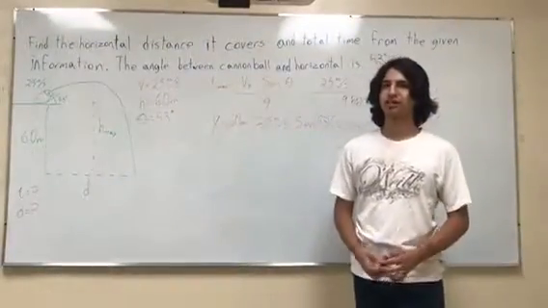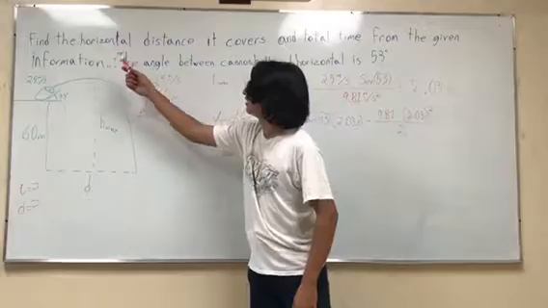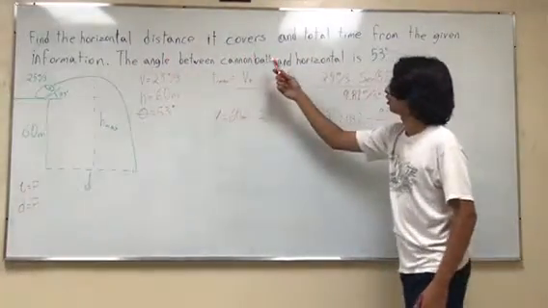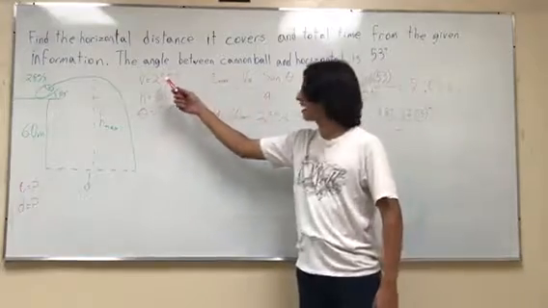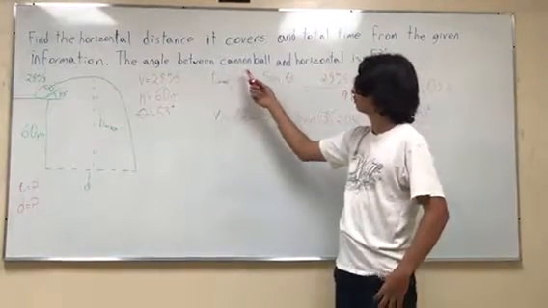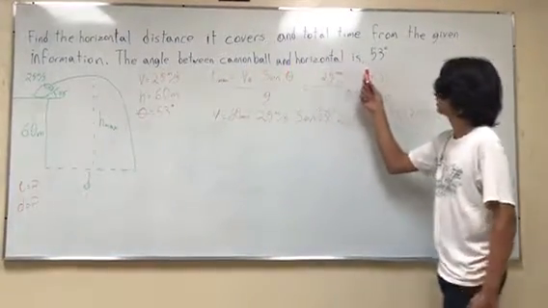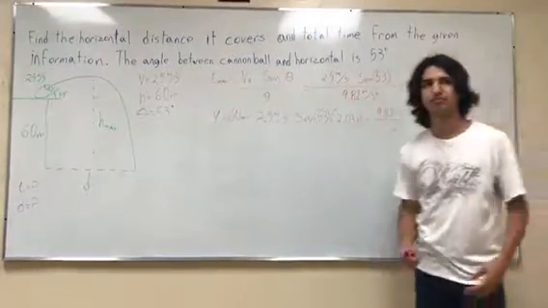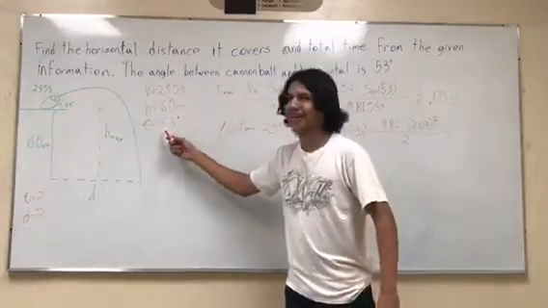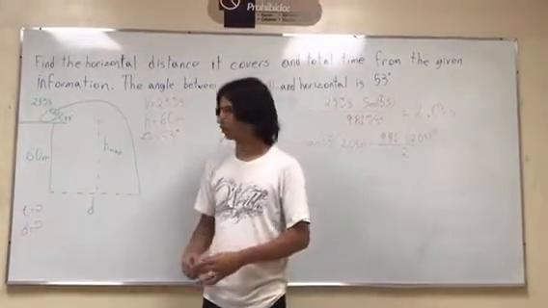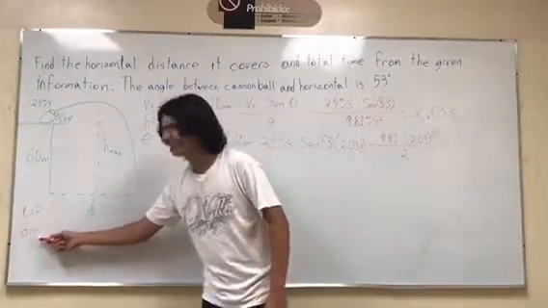Development of the parabolic shot. The problem: find the horizontal distance it covers and total time for the given information. The angle between the cannonball and horizontal is 53 degrees. What do we know? The velocity, the height, and the angle. What are we looking for? The time and the distance.